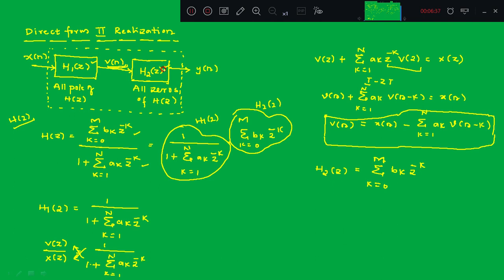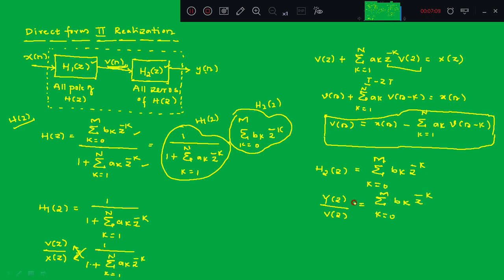For this H2 of z, the second LTI system, what is the output? Y of n, and what is the input? P of n. So H2 of z is nothing but the z transform of the output divided by the z transform of the input. The z transform of output y of n is Y of z divided by P of z, and that is equal to summation k equals 0 to m of bk into z raised to minus k.